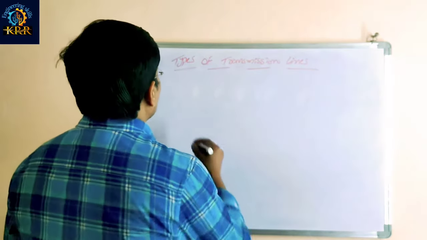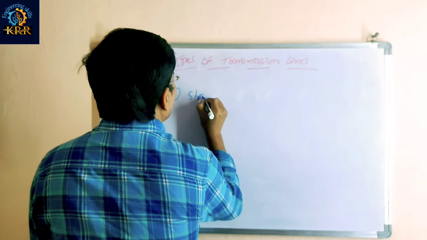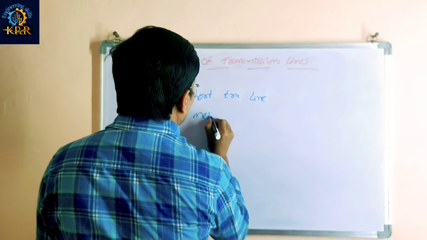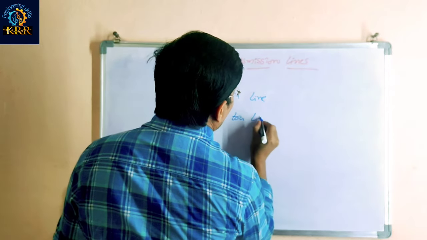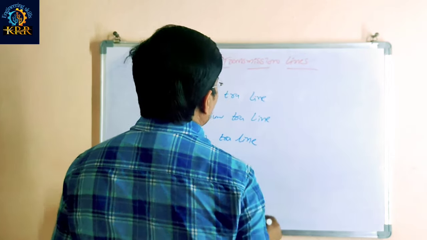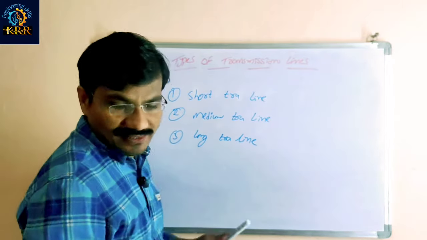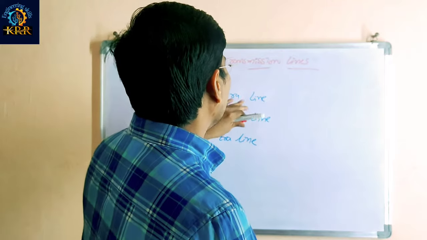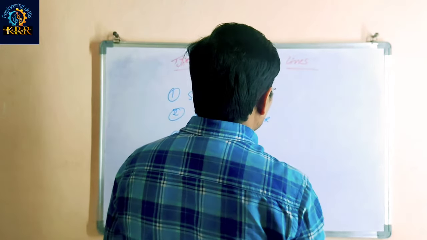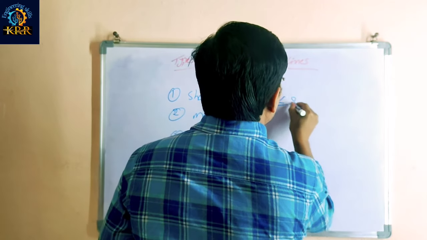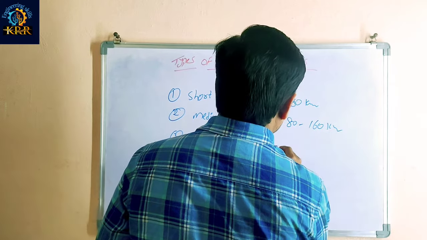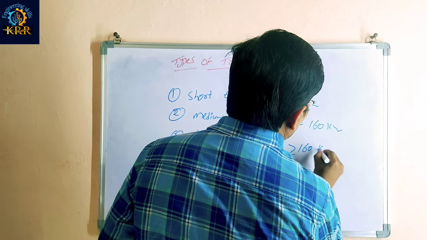First one is called short transmission line. Second one is called medium transmission line. Third one is called long transmission line. These are the three types of transmission line based on transmission line length. We can classify: less than 80 kilometers, this is 80 to 160 kilometers, and this is greater than or equal to 160 kilometers length.